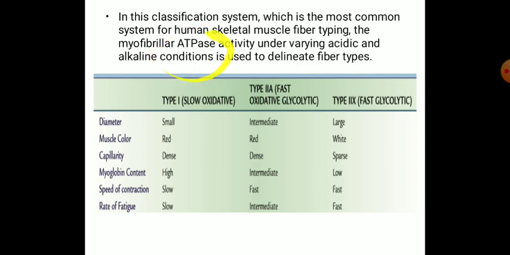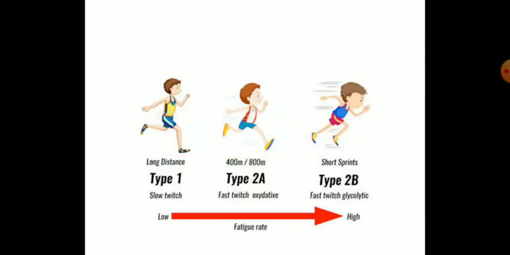As I said in earlier classes, ATP is the basic energy required to carry out a muscular contraction. So the amount of ATPase required for activities is the primary factor determining the types of muscle. In type 1, the ATP is produced by oxidative activity. In type 2A, there is some glycolytic activity and some oxidative activity, but in type 2B only glycolytic activities produce the ATP required.